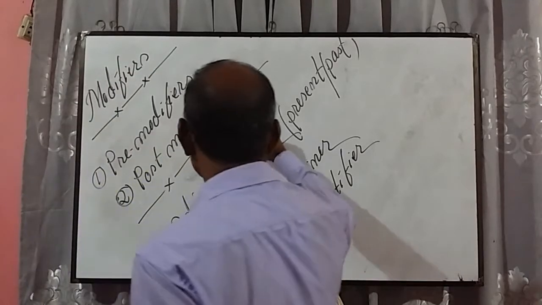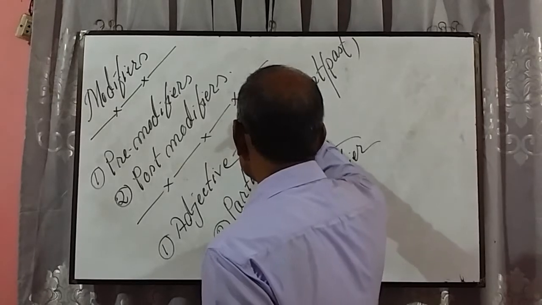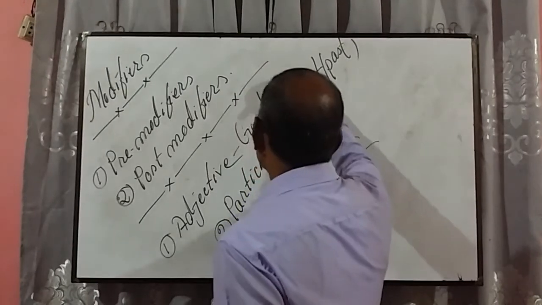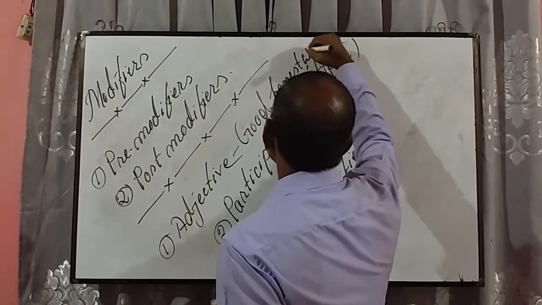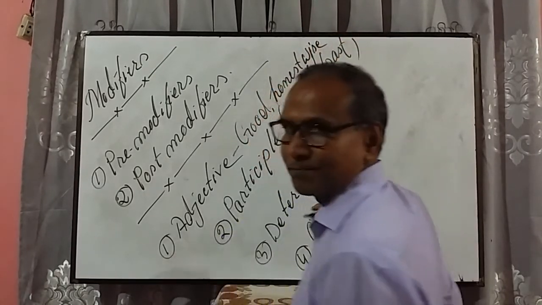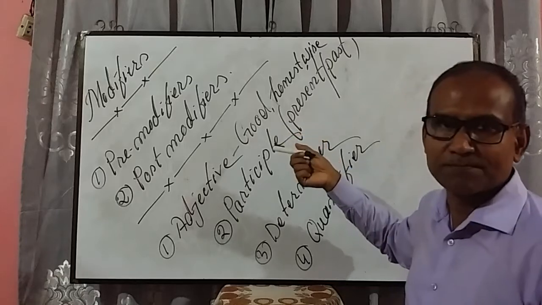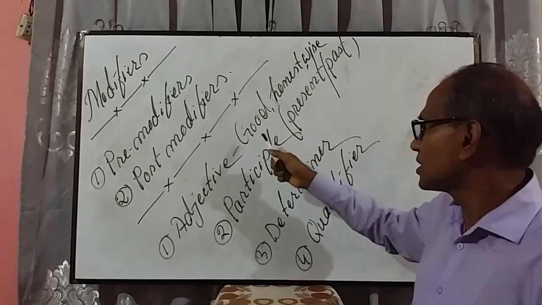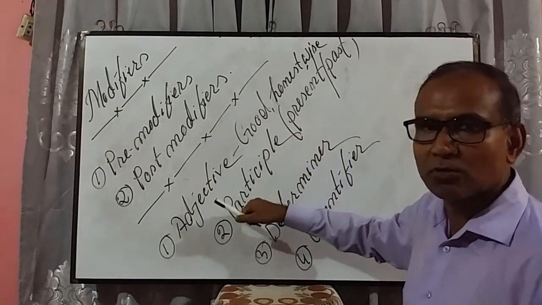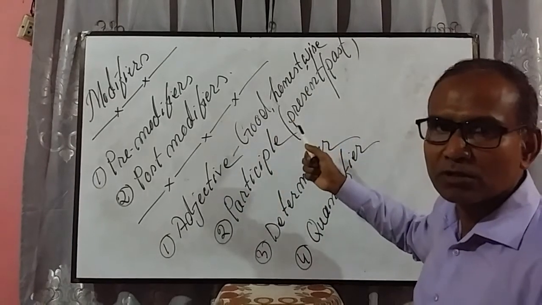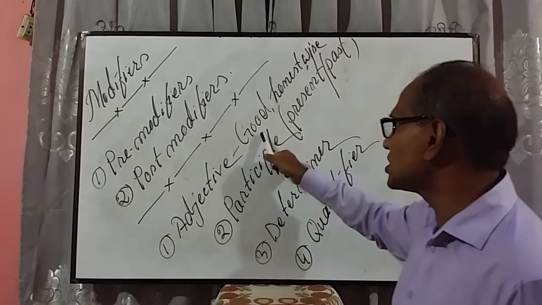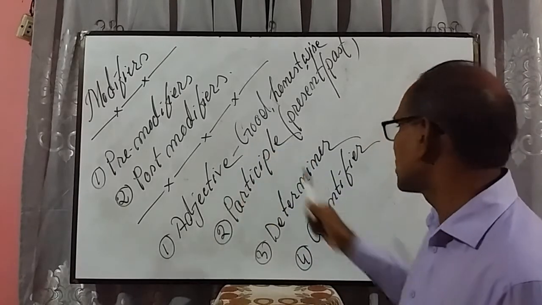Something like this: good, honest, wise, etc. These are pure adjectives. Usually they can be used before the noun or pronoun, or after the noun or pronoun. But whenever we use one before the noun or pronoun, it is called a pre-modifier.